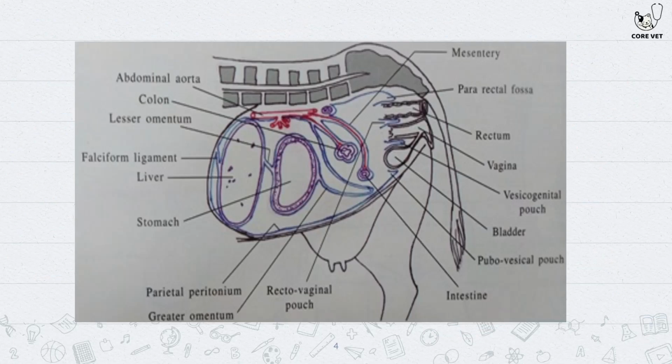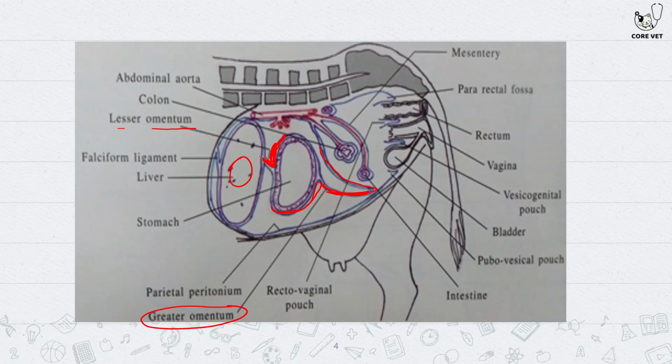So I can clearly show you that there is a greater omentum. You can see this is the greater omentum, right? You can clearly see it in this picture. And you can also see the lesser omentum over here. This is the lesser omentum, which is connecting the lesser curvature of the stomach. This is the greater omentum having a large curvature. This lesser omentum consists of the lesser curvature, right? So the lesser curvature is attached to the liver.